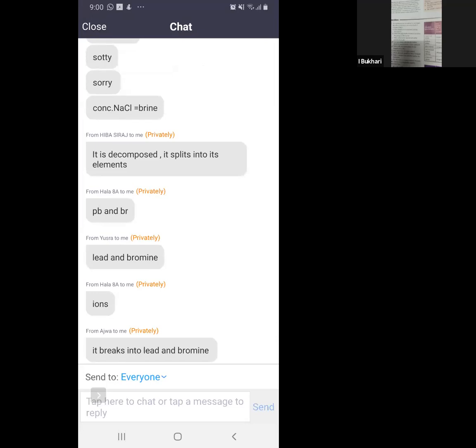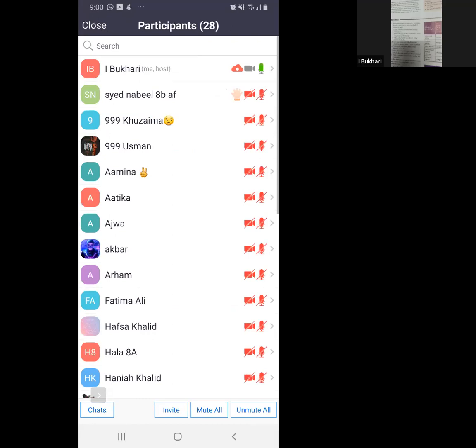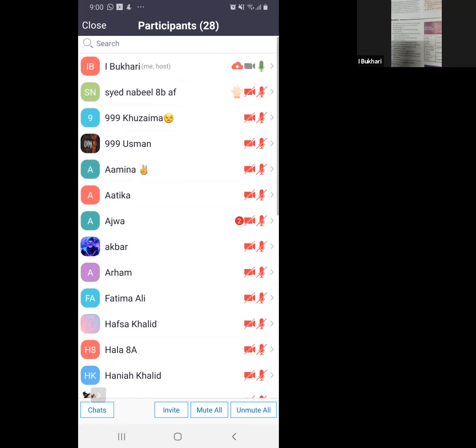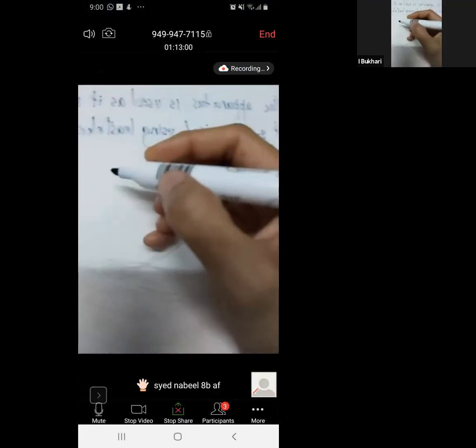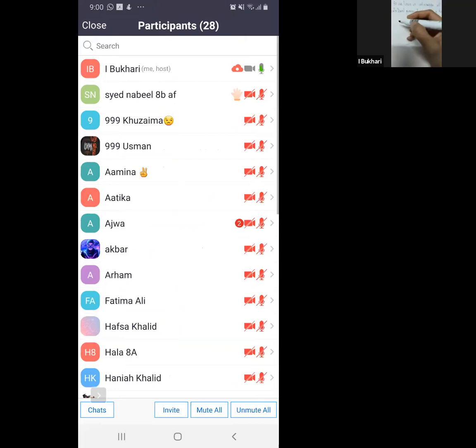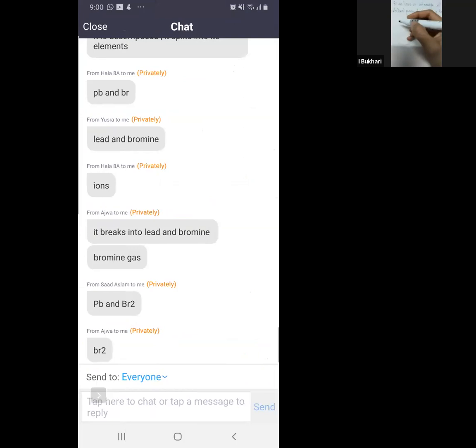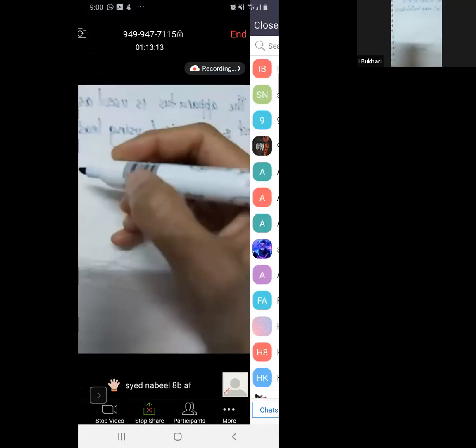It breaks into lead and bromine, but give me the formula. Give me the overall reaction. Who is going to give me the overall reaction for this? It is molten, so no water molecules. Do you want to try, or should I give away the answer? Yes, Saad Aslam: lead and bromine, a diatomic gas. Right. So how do I get this?